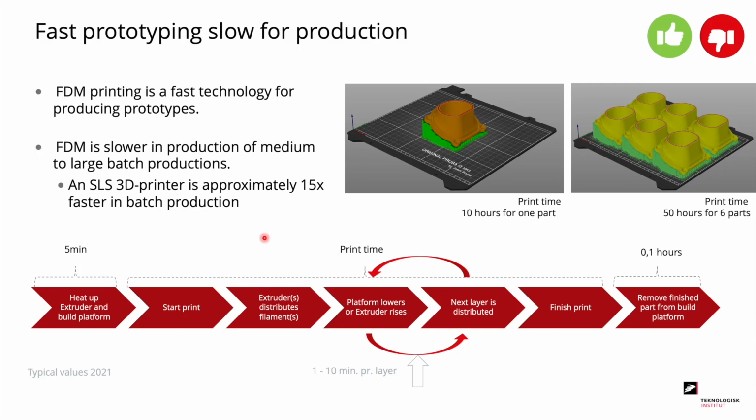In comparison, for this part, an SLS printer will be around 15 times faster in batch production than using an FDM printer. If we look at the printing process and the time it takes for the different stages, we can see that heating up the extruder and the build platform only takes 5 minutes or so, and then the printing time is the one that is linear due to the number of parts we are printing, where a layer takes from 1 to 10 minutes for each layer, depending on how many parts you fit into a platform. And at the end, we have to remove the parts, which is done very fast.